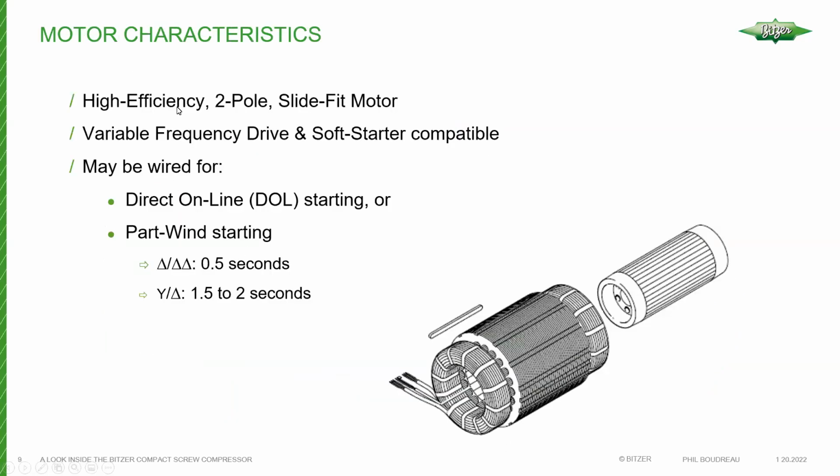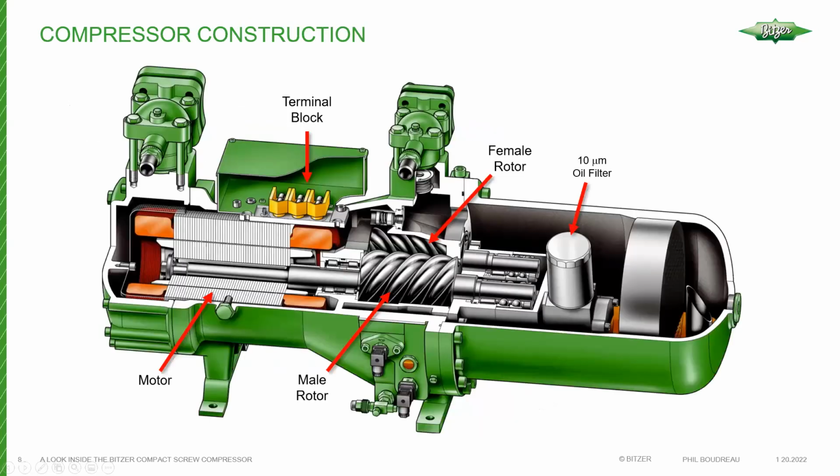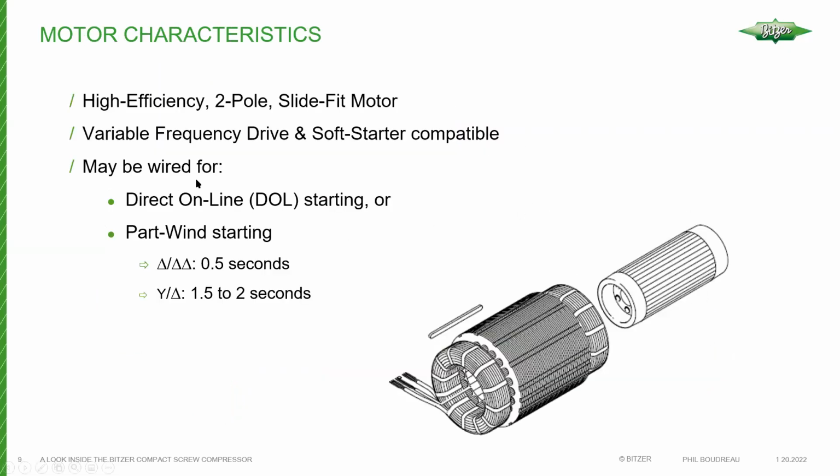Taking a closer look at the motor, we use a high efficiency 2-pole, so hence the 3,500 RPM. Slide fit motor. It's slide fit because it's actually got a stator pin, a lock here. This can be removed. Terminal plate can be removed. Then the motor can be replaced if needed.